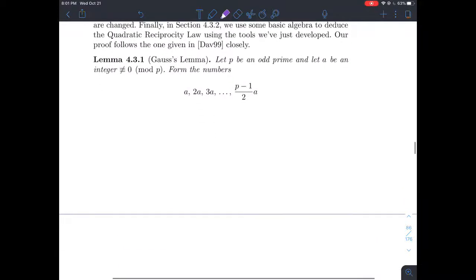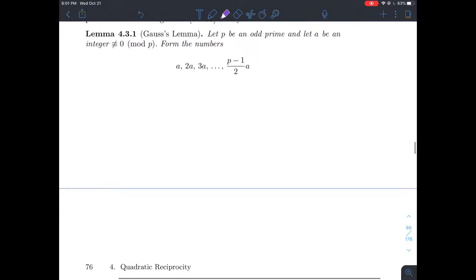It's going to give me another way to compute the Legendre symbol of A mod P. So pick P to be an odd prime, so anybody but 2, and just pick A to be somebody that's not divisible by P, so not congruent to 0 mod P, my bad. Here's what we're going to do. We're going to form the first (P minus 1)/2 multiples of A. I'm going to make a list out of them.